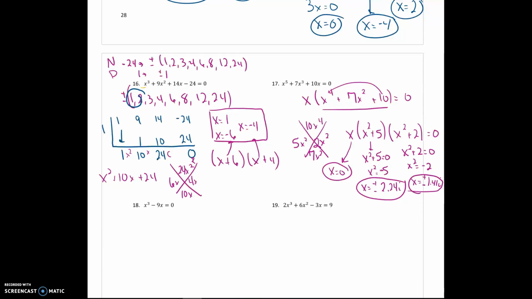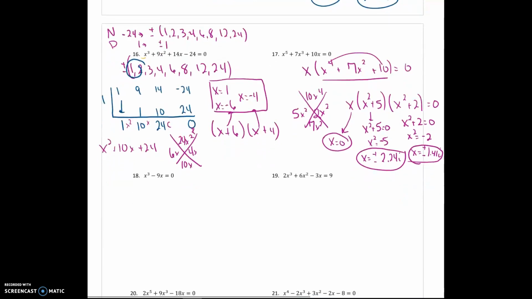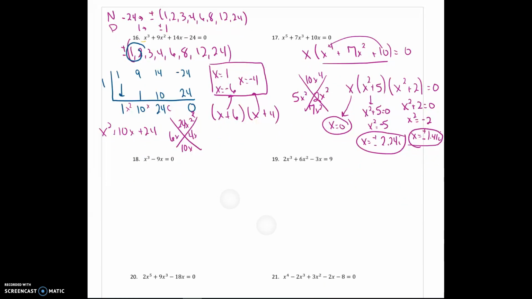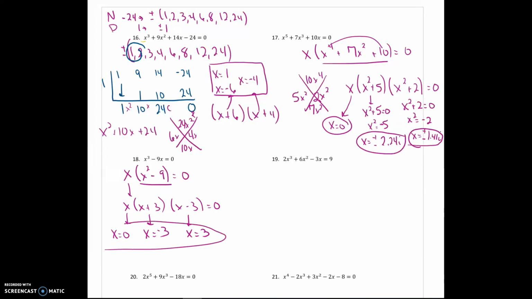All right, number 18. So on 18, first thing I'm going to do, I need 3 answers. I'm going to do a GCF, so I can take an x out. When I take that x out, I'm left with x squared minus 9. I can factor this further. This becomes a difference of squares, so joining the x will be x plus 3 and x minus 3. And what's going to make these equal 0? So these are pretty simple answers. I get x equals 0, x equals -3, and x equals 3. So my 3 answers are all real.